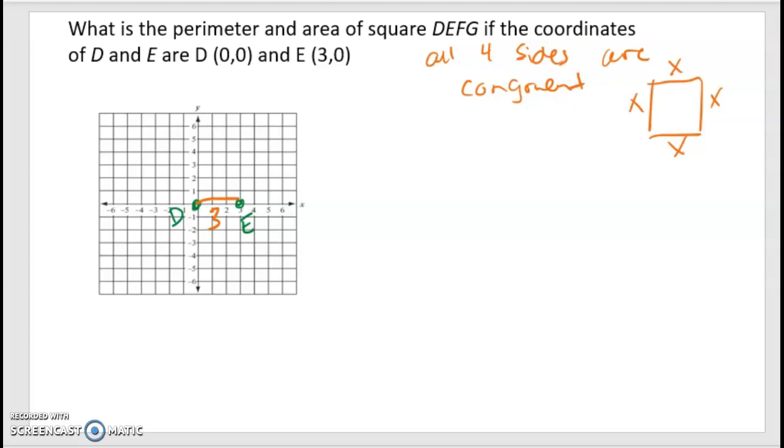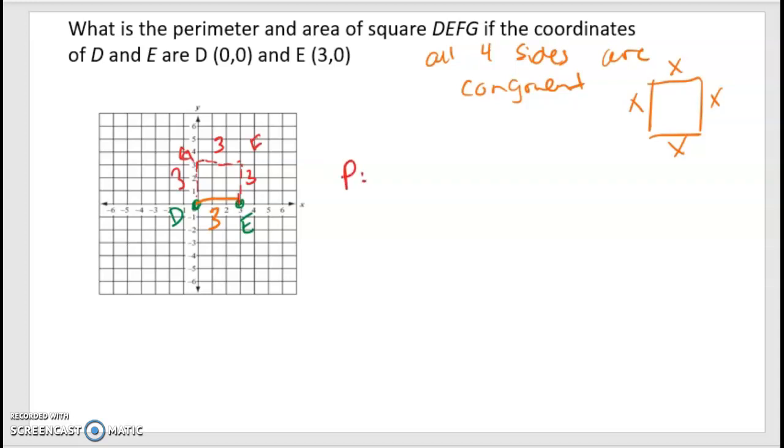If I were to draw the remaining part of the square, it doesn't really matter whether I draw it up in the first quadrant or down in the fourth quadrant. I'm just going to draw it up. I'm going to go a distance of 3, a distance of 3, a distance of 3, because all the distances of my square have to be the same. So no matter what F and G are, I know that F is 3 units away from E, and G is 3 units away from F, and G is 3 units away from D.